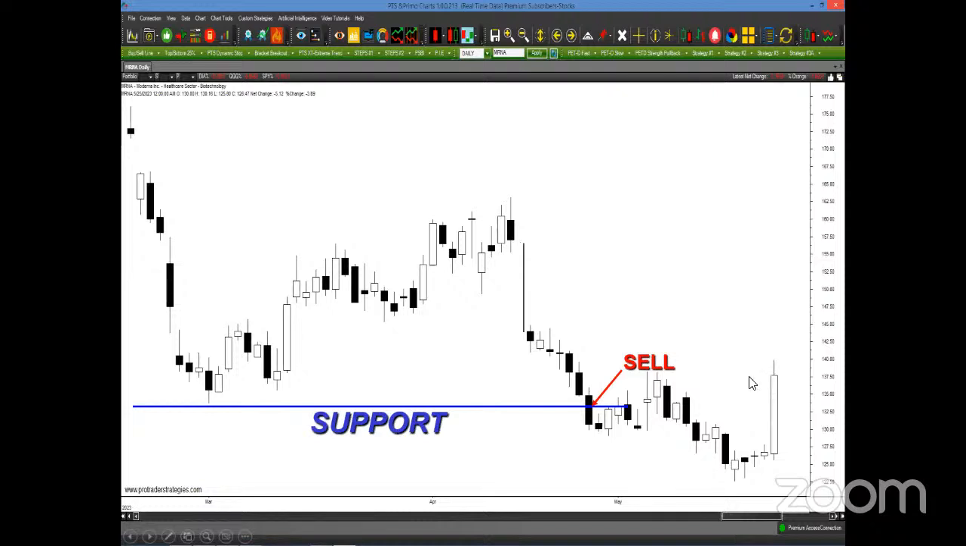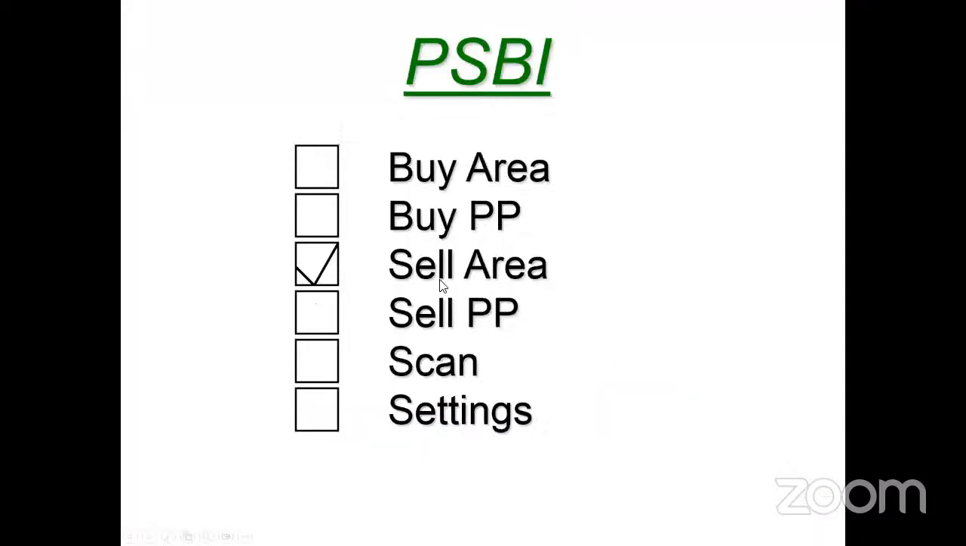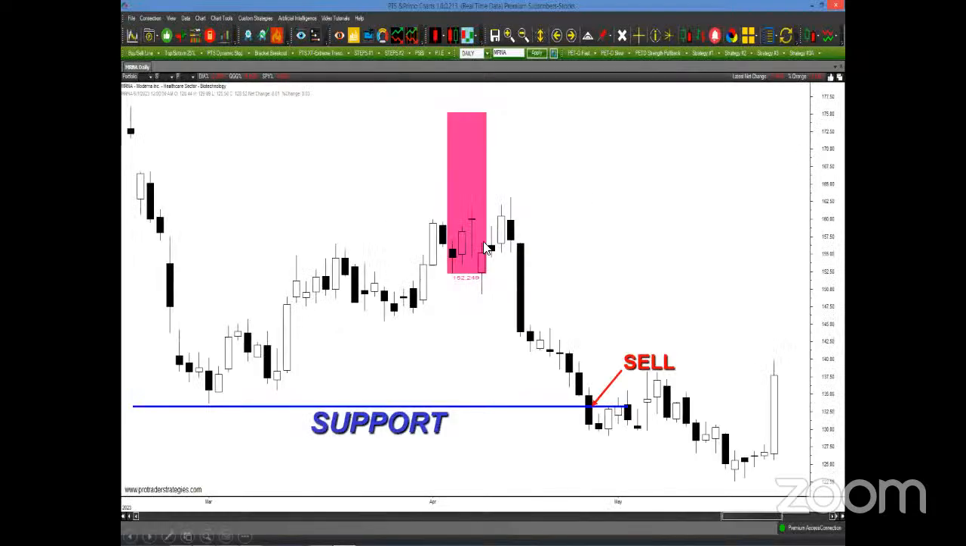Well, once again, it's as simple as clicking on the PSBI on our platform. Now, since we're looking to sell or to exit a position, we would simply click on sell area. And if the PSBI has determined that there is a breakdown to the downside, you will see a red colored block. So here we see that the red colored block was way up here. We didn't have to wait for price to come down here.